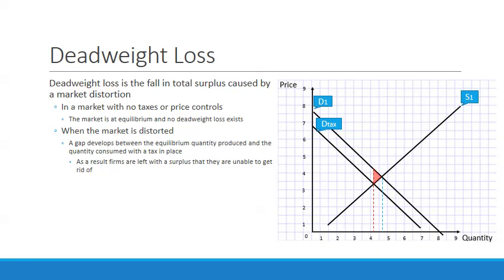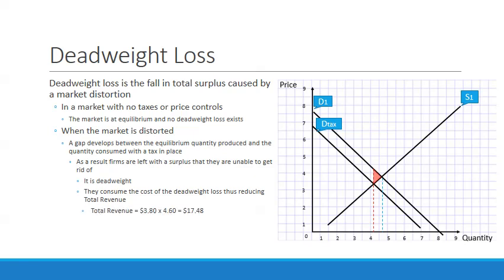times the difference in quantity. So it's the amount of the tax times the difference in quantity. So it is dead weight. It cannot be used. So they consume the cost of the dead weight loss, thus reducing total revenue. So let's look at how that works.